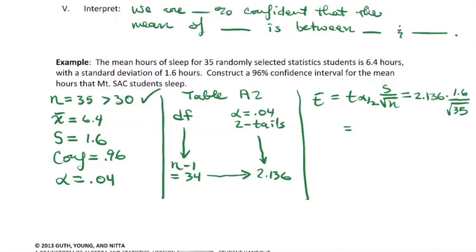So I'm hoping you got what I got, 0.57. I'm going to do 2 places because the mean has 1 place. So 0.58 really, 0.58.